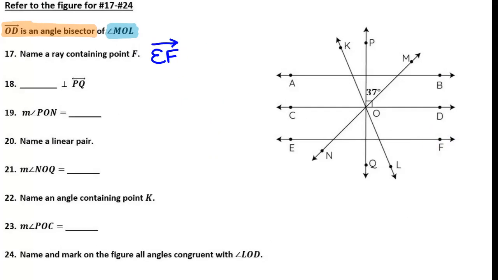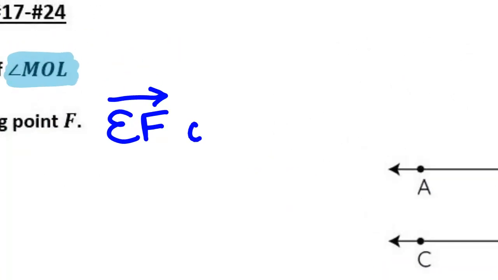Ray EF would start at E and go forever in this direction. A ray has an end point, so a spot with no arrow would stop right here, but it would go forever that direction. A ray has an end point, and then it goes forever in one direction. This is ray EF. There is another ray that I could name that contains point F, and that's if I started at F and we went this direction. That would be ray FE.